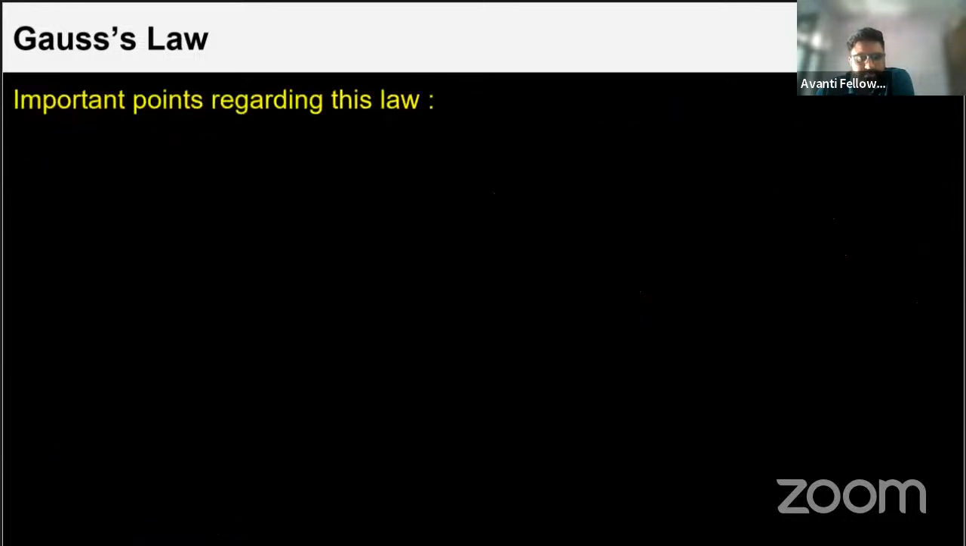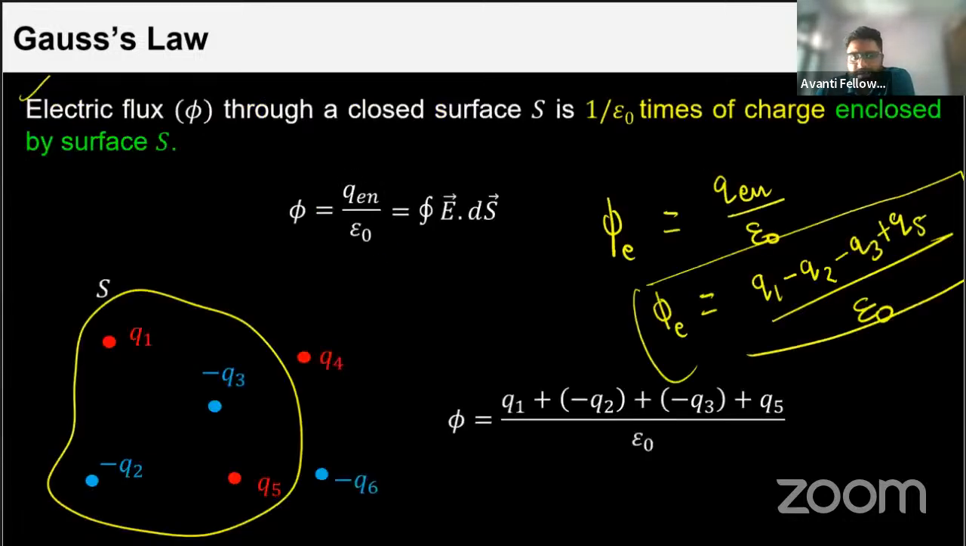Now next, this statement is clear. What does Q enclosed mean? The charges which are present inside the surface, you have to take only those charges. Like in this case, q1, minus q2, minus q3, q5 are considered. q4 and minus q6 are not considered.